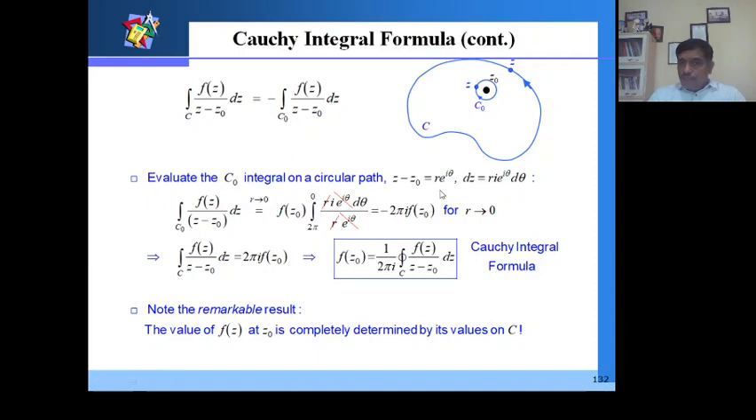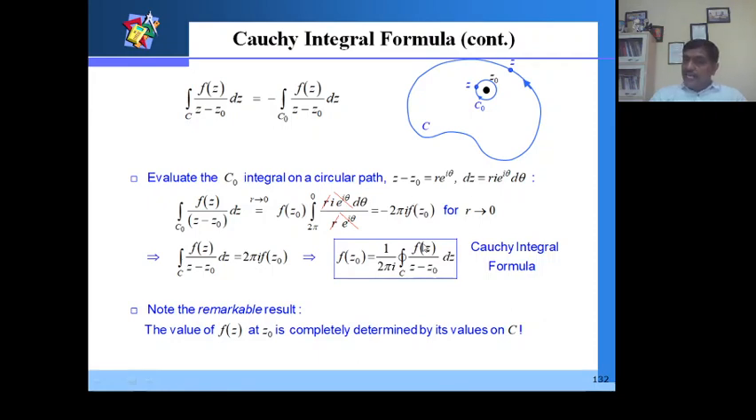You can substitute this function here, then this becomes r e power i theta, then dz becomes r i e power i theta d theta. These two cancel each other, remaining is i d theta. Integrating i d theta gives theta, then you can apply the limits, and you get 2 pi i f of z naught. If r tends to 0, then the integral over c of f of z divided by z minus z naught dz becomes 2 pi i f of z naught. This is known as Cauchy's integral formula.